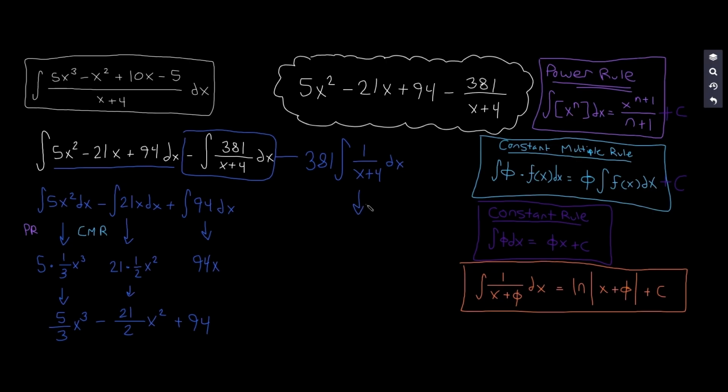So what's this become? Negative 381 times the natural log of the absolute value of x plus 4. And then we can bring that down and attach it to what we have for the first part, which is negative 381. So minus 381 times the natural log of the absolute value of x plus 4. And because this is an indefinite integral, as said before, we'll do a plus c on the end.